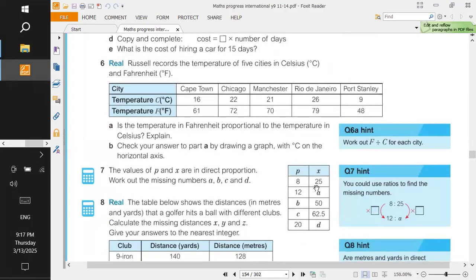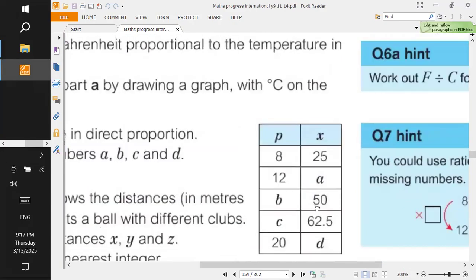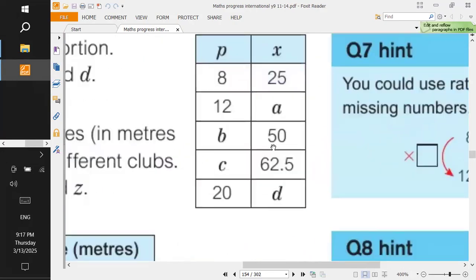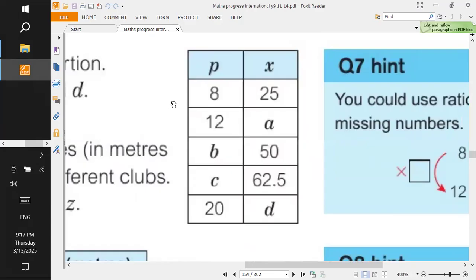Now, finding the values of variables: if we have a direct proportion table like this, how do we find the missing values? Let's take a look at this example. Basically, we use the same method that we used in the first question, the x method, between four numbers where one of them is missing. We multiply the ones connected with a line and then divide by the one we didn't use.